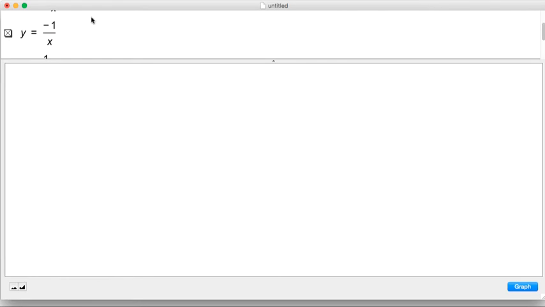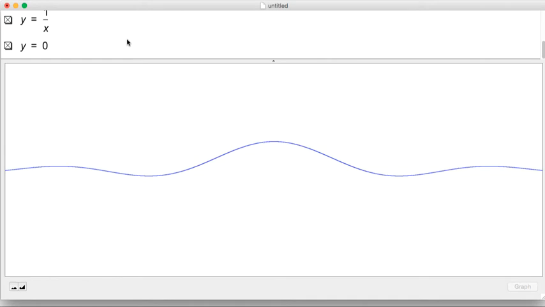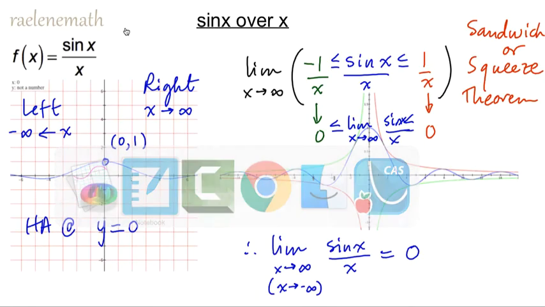And if I turn off the blue, if I hit the graph and I turn off the blue, we'll see the purple one underneath. And if we turn the blue on and the purple off, we see the blue. And so we see that we have a horizontal asymptote of y equal to 0 for this function.